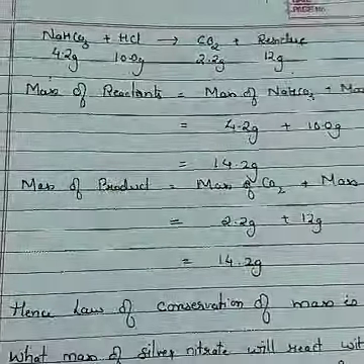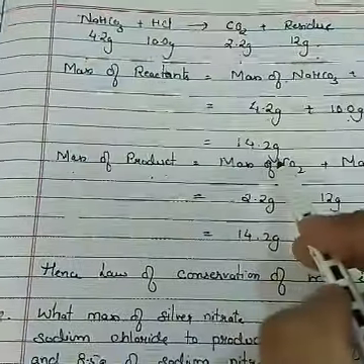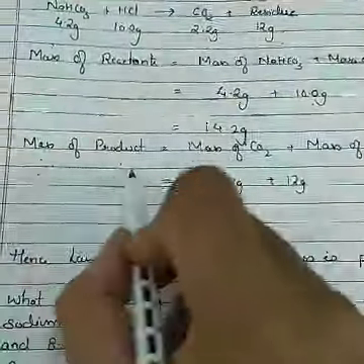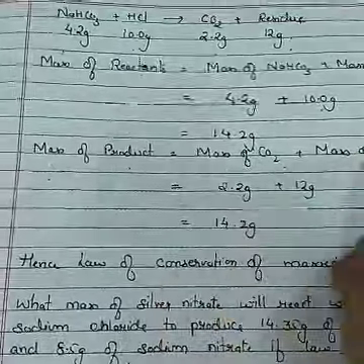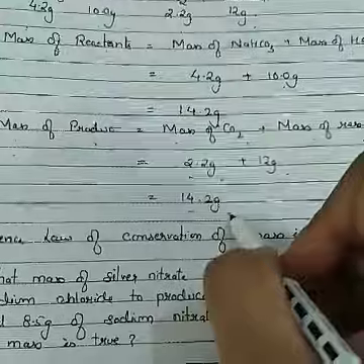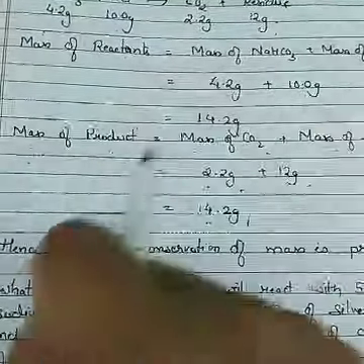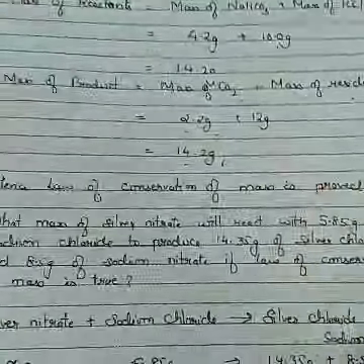What is the mass of reactants? Mass of sodium hydrogen carbonate plus mass of HCl: 4.2 plus 10, that is 14.2. Similarly, mass of products, that is mass of carbon dioxide plus mass of residue: 2.2 plus 12, that is 14.2. If you get the mass of reactants equal to the mass of products, then the law of conservation of mass is proved. In this way you have to solve.